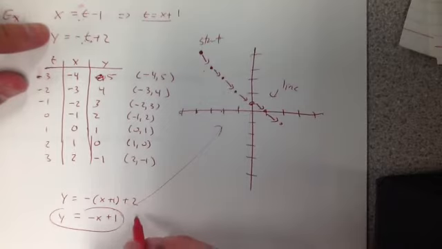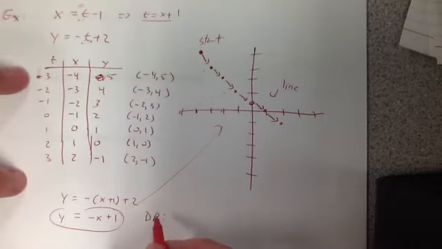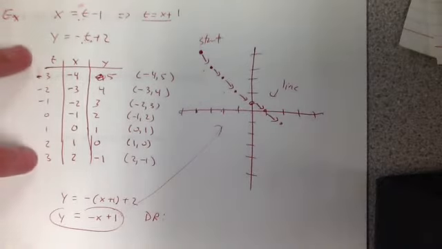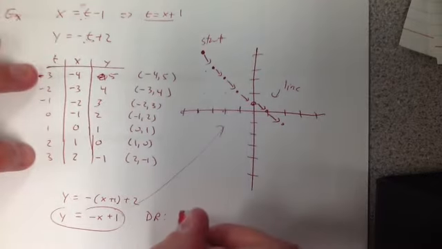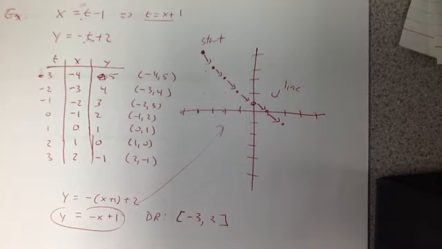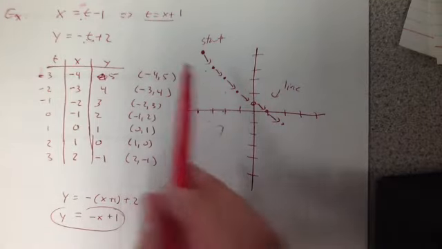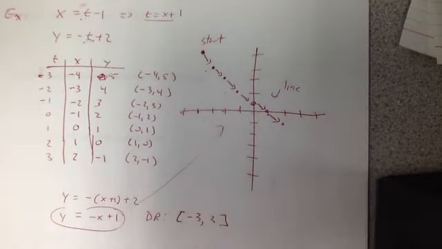But remember, we're limiting our domain. Now, we made up these numbers. Sometimes they give them to us, but we do have a domain restriction. We're going to go from negative 3 to 3. So basically, it's a line segment, a directed line segment. All right, so let's take a look at another example.